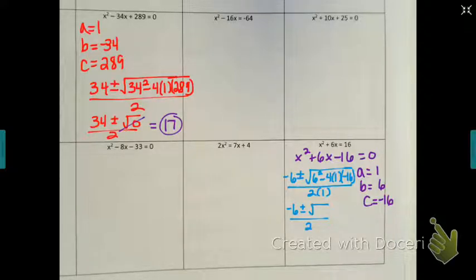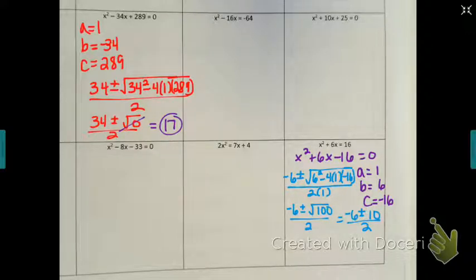Okay, so we get 100. I know what 100 is, right? I know that this is negative 6 plus or minus 10 over 2. Okay, so on this kind of problem, when the square root goes away, see up here, the square root went away because it was 0. And I could totally just forget about it.